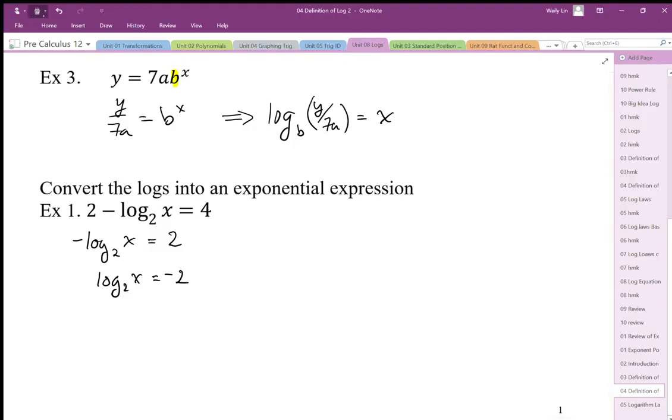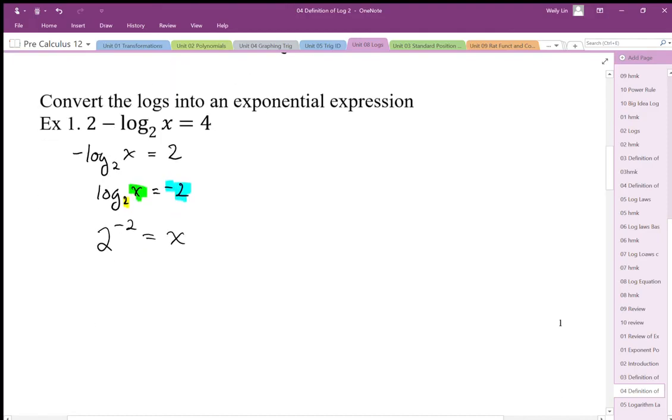We have our base, we have our exponent, and we have our argument. In this case, the argument is x. So we now can rewrite this with our base, exponent, equals the argument. Again, same idea going backwards now. We still need to have our base, argument, and exponent pieces.